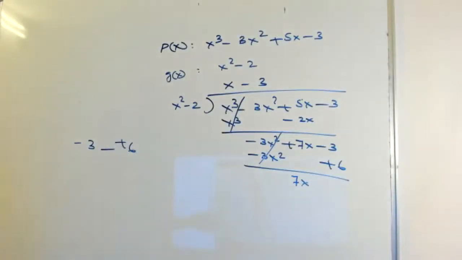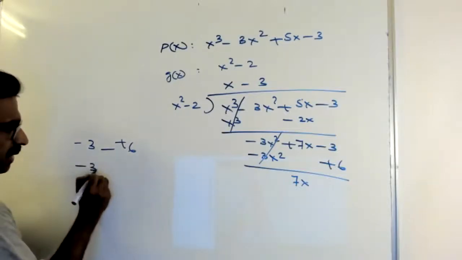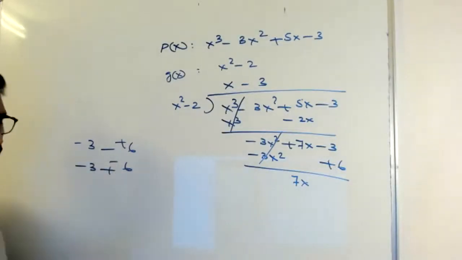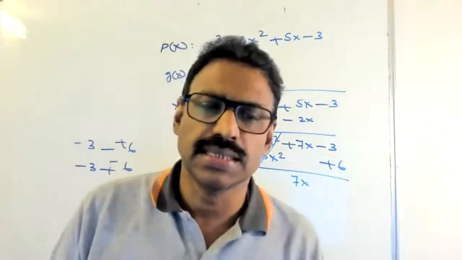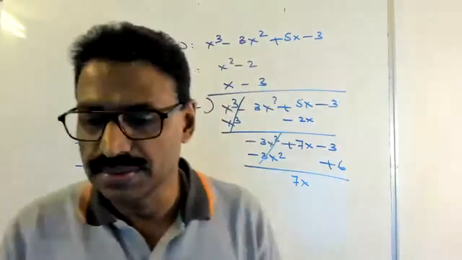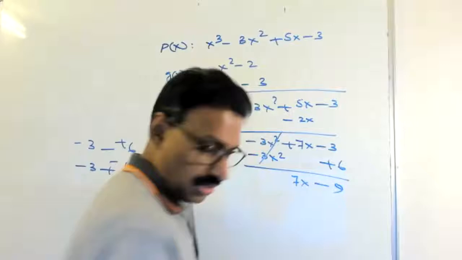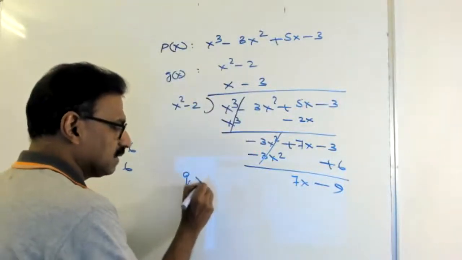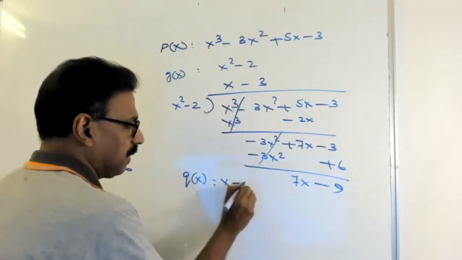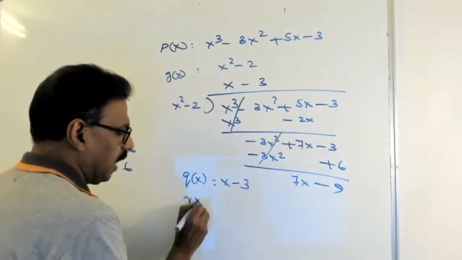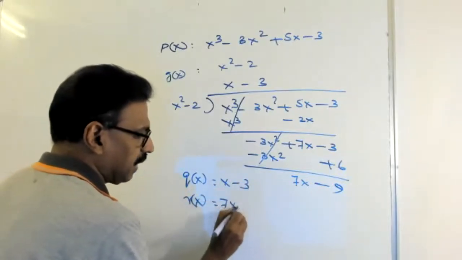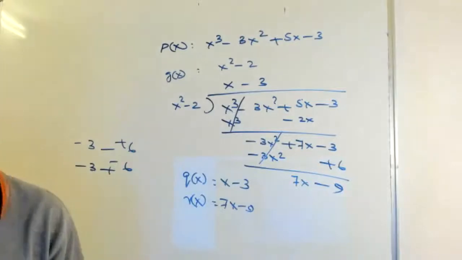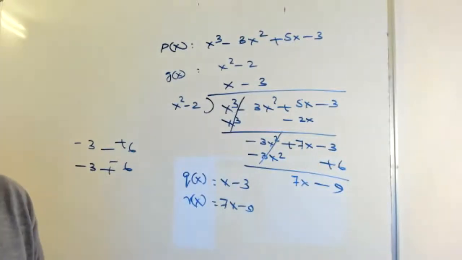If you are doubting, just go to the working column and find. You have to subtract plus 6 from minus 3, that is what? Minus 3 plus minus 6. What? I told you, minus subtraction 9. Is change the sign and adding. Okay, so that is minus 9. So that means you then write q of x equal to x minus 3. R of x equal to 7x minus 9. Finish. Okay, is it okay? Clear or not? Are you okay?